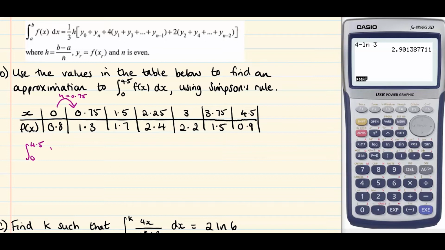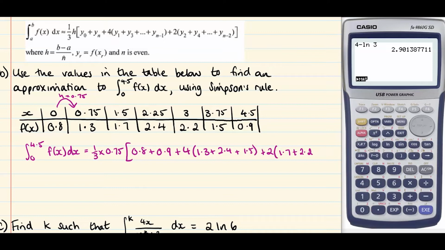Okay, so integrating our function is going to be a third times 0.75, and then put in the first y term, so 0.8, the last one 0.9, 4 times all of the odd ones, so that's 1.3, 2.4, 1.5, then 2 times all of the even ones, 1.7 and 2.2.